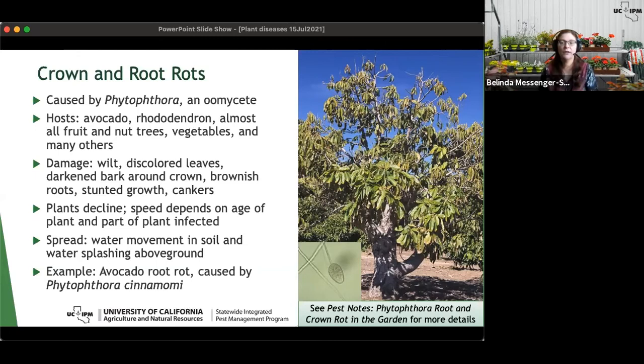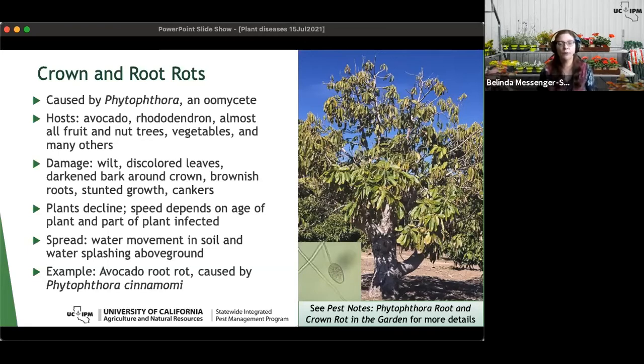In the photo, you can see wilted leaves and a sparse canopy, particularly at the top of the tree. The lower leaves are also wilted. The inset image is a sporangium. Inside that sporangium are the swimming spores called zoospores. The zoospores will release and swim through the water in the soil to the host plant and infect the roots and crowns. Zoospores can also be splashed up onto the tree's trunk, infecting there and causing cankers.